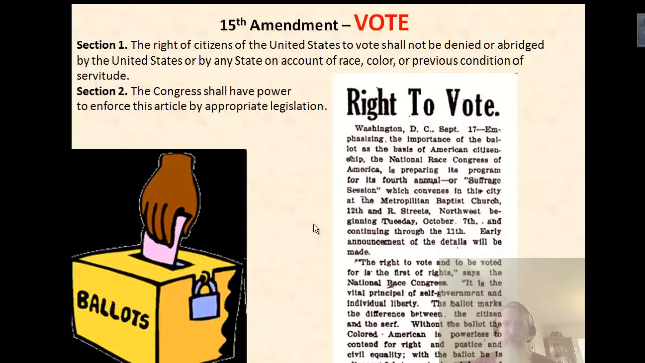And you say, Mr. Stevens, didn't women have the right to vote? Not yet. Not even white women had the right to vote until later on in U.S. history.